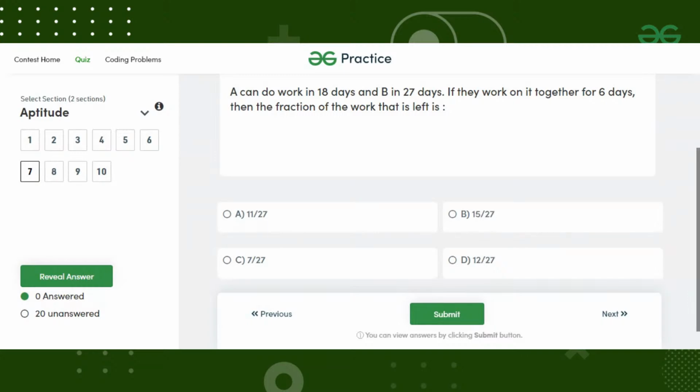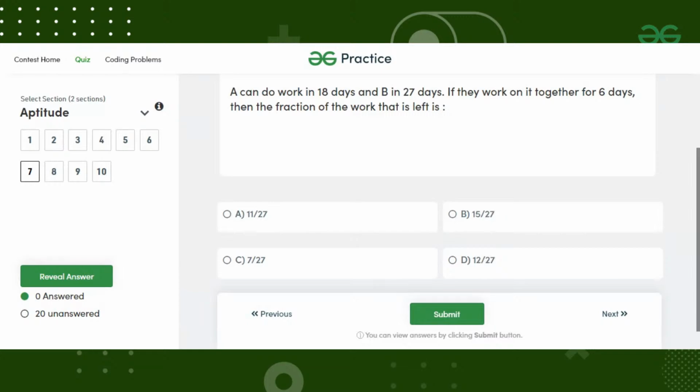Okay, so this will come out to be 30 by 54, that is 5 by 9. All right, so they are completing 5 by 9. So how much work is left? You can get that the left work will be 1 minus 5 by 9, that is simply 4 by 9. Okay, so 4 by 9 amount of work is left.